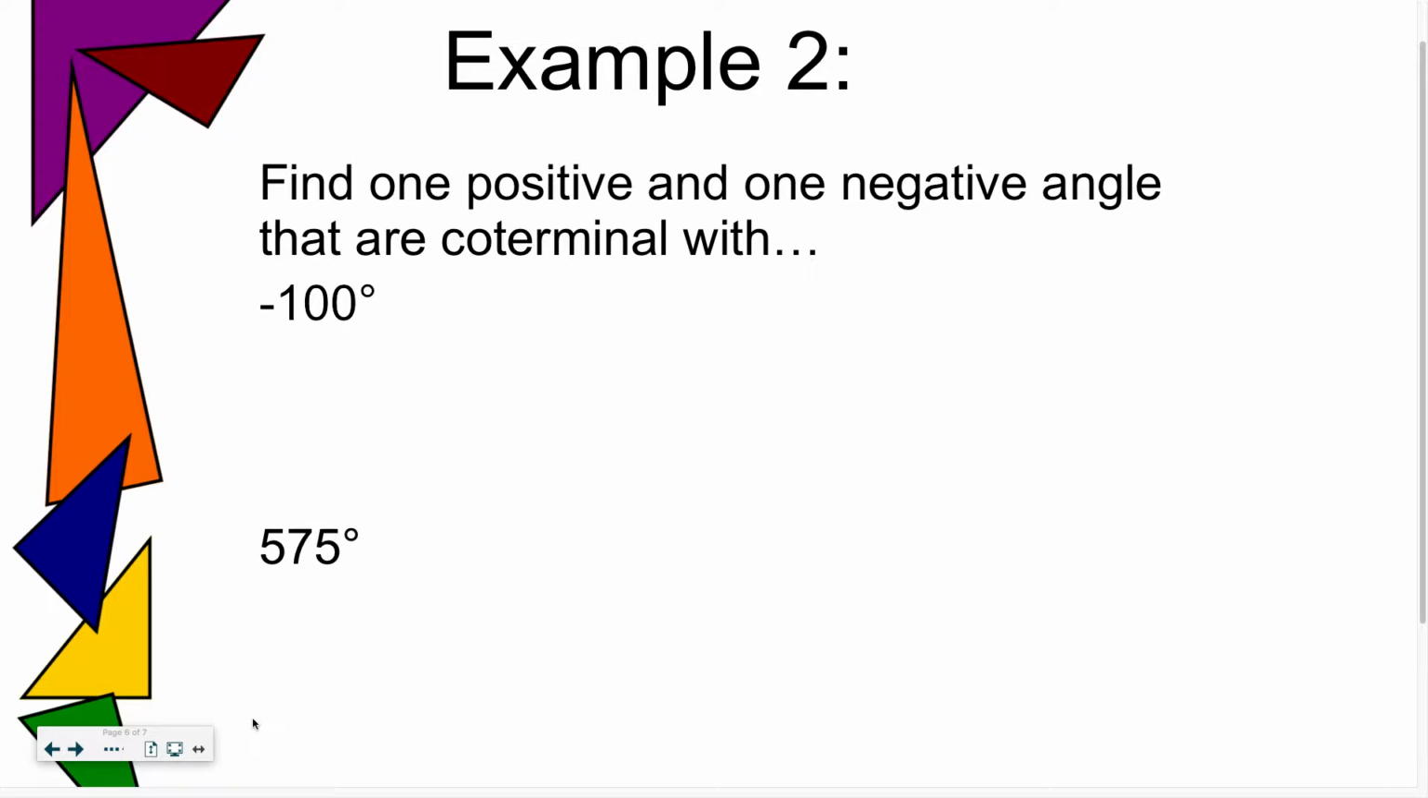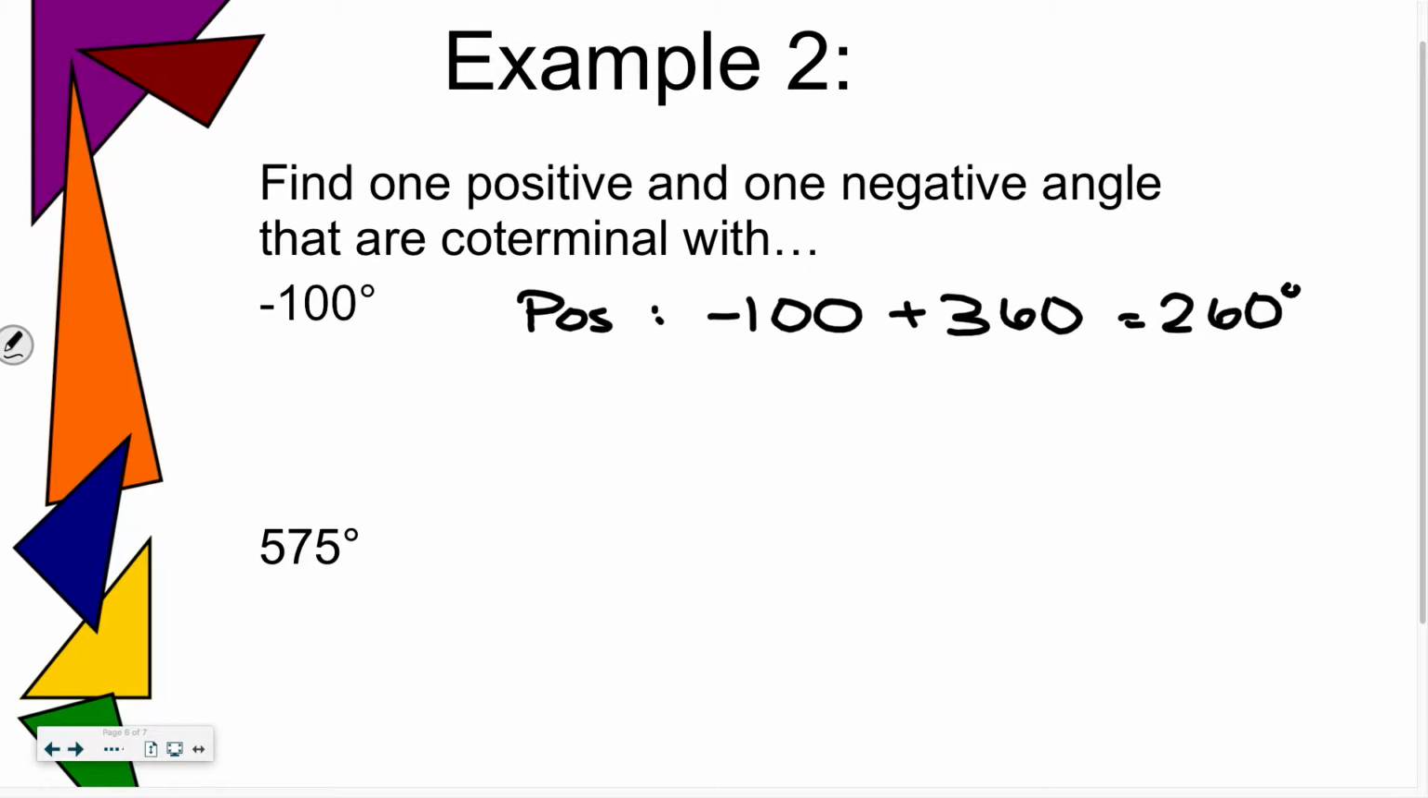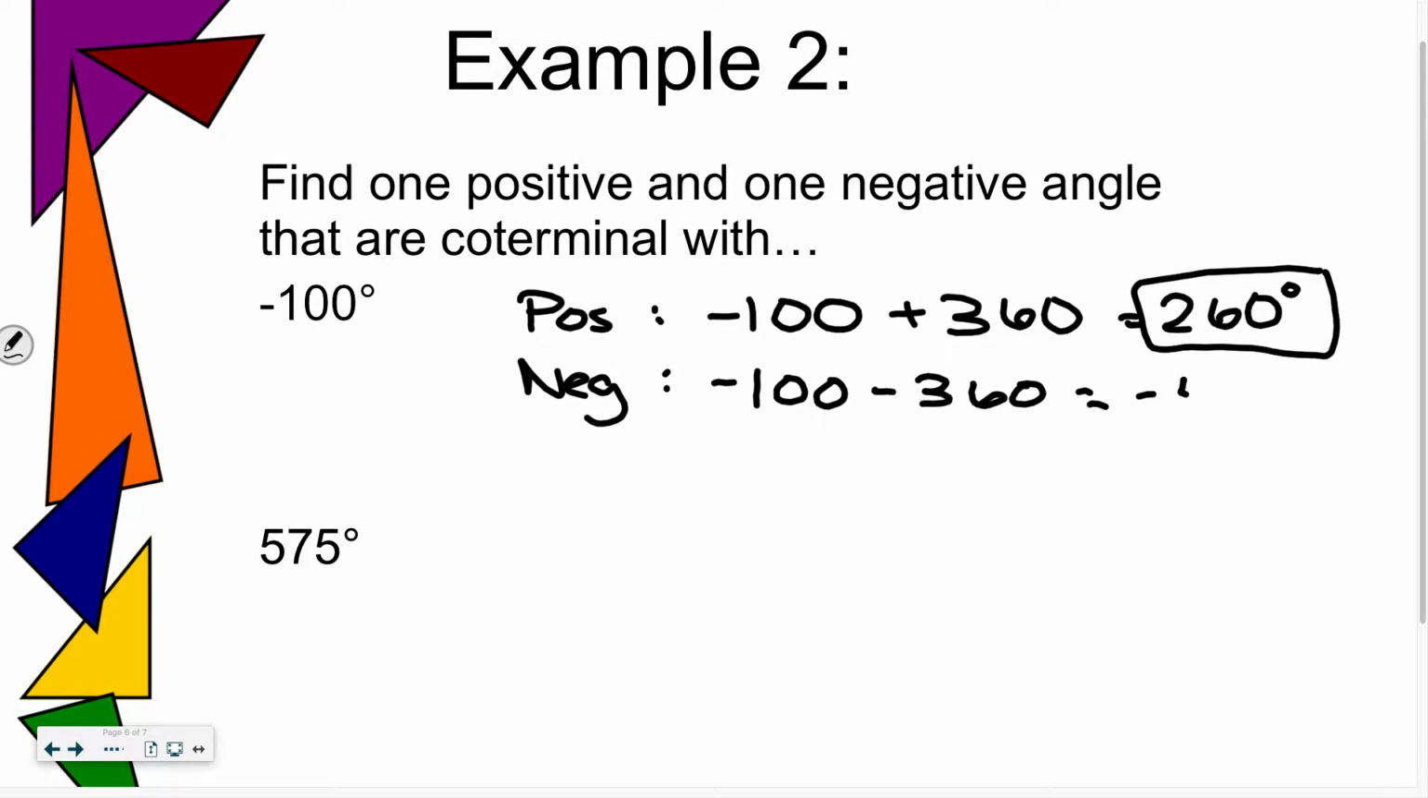Add 260 or add 360. Get 260. So negative 100 plus a full revolution takes me right back to where I started. That's 260 degrees. And if I was the angle negative 100, how could I get a negative coterminal angle? Just subtract 360. Do a negative rotation. I'm just going now clockwise. Minus 360, so negative 460.